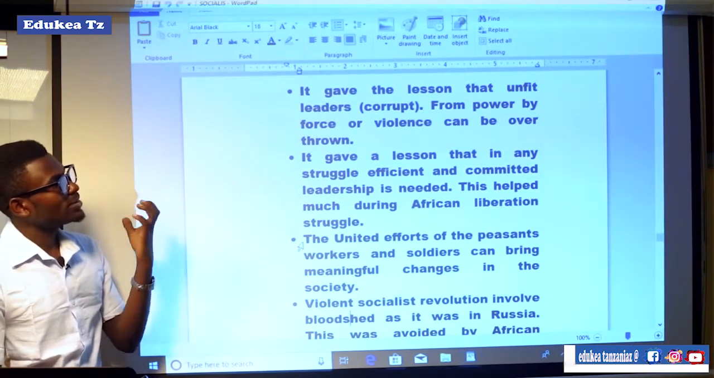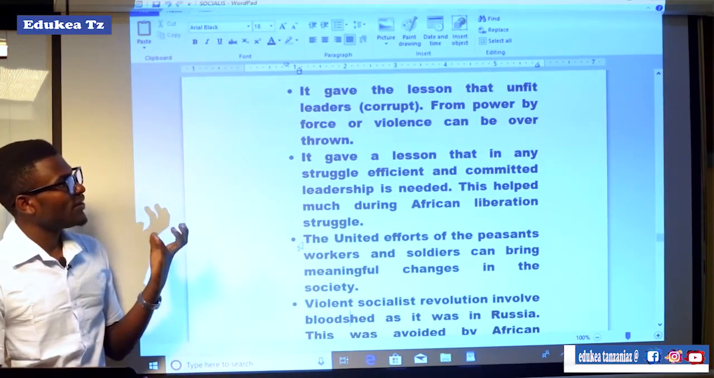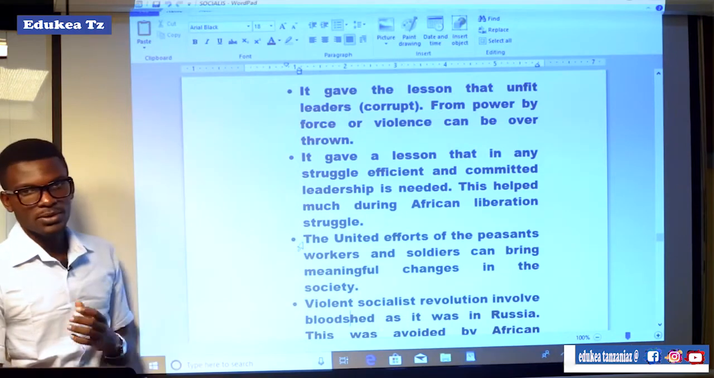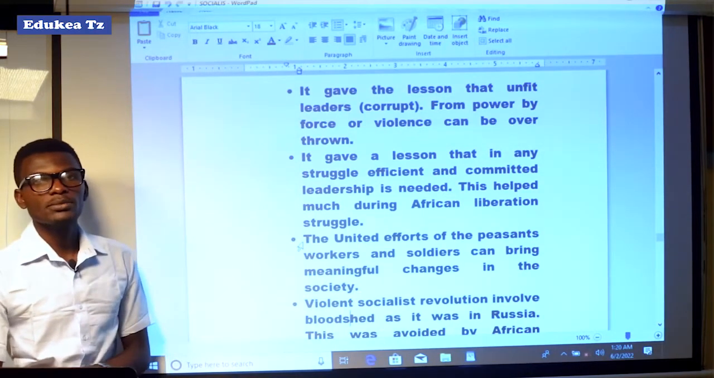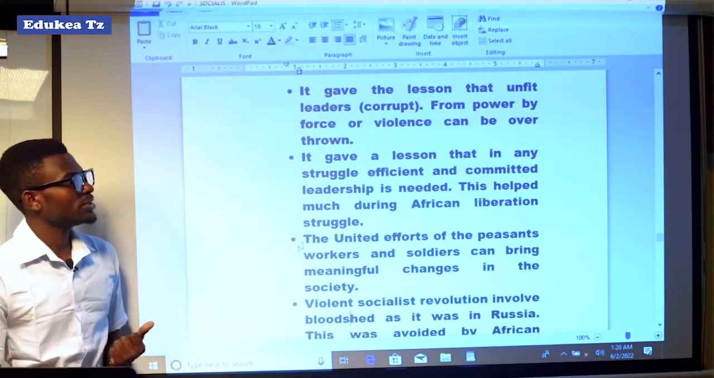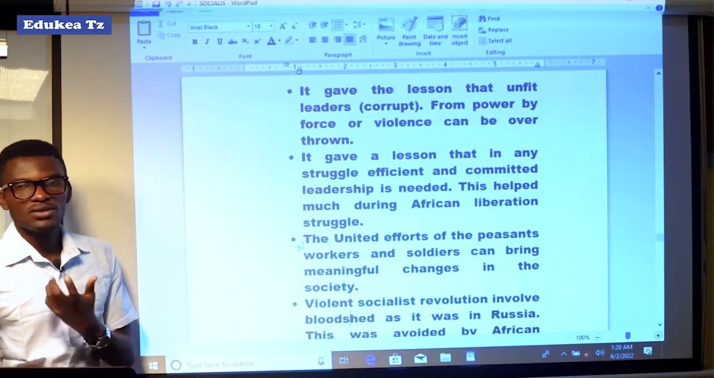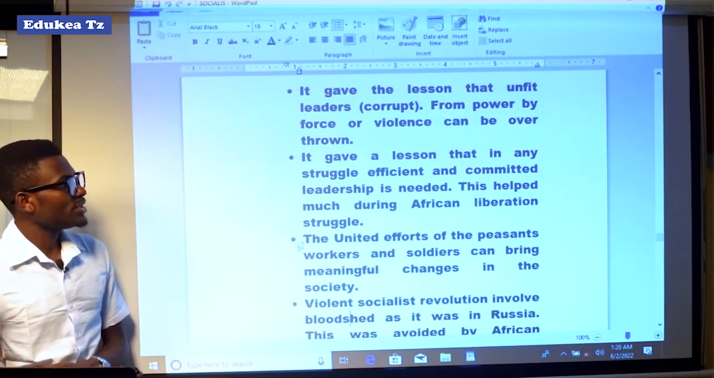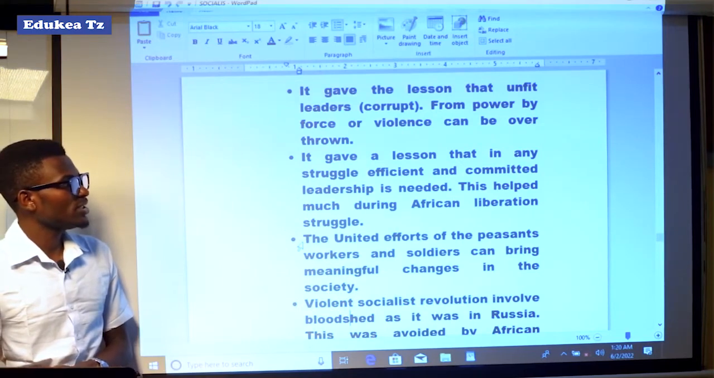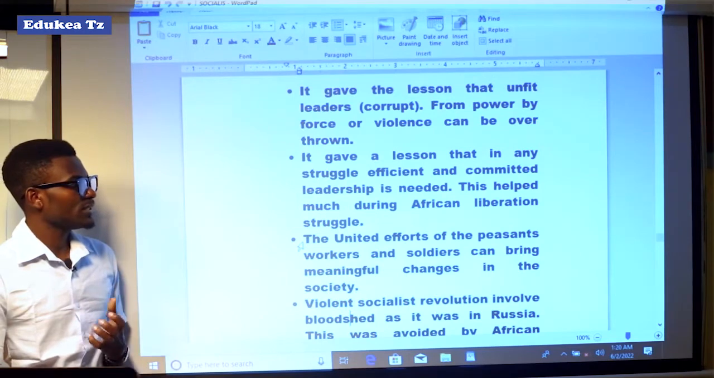It gave the lesson that unfit or corrupt leaders who came into power by force or violence can be overthrown. It means that it gave the lesson to Africans that those leaders who came into power by using force or violence must be overthrown. Another lesson: in any struggle, efficient and committed leadership is needed. And this helped much during the African liberation struggle.